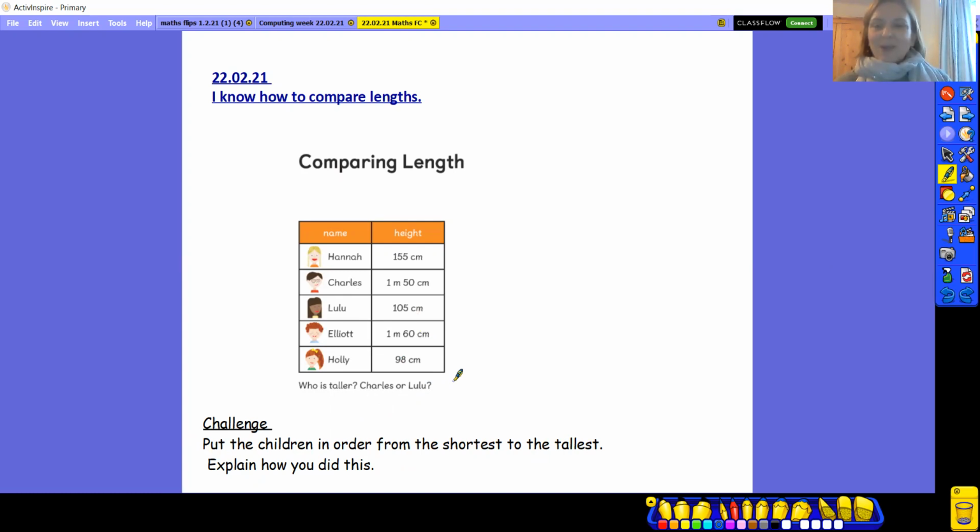Right, you're back. You should have had about 5 or 10 minutes. So the question was, who is taller, Charles or Lulu? The first thing we need to do is find Charles. He's here. Then we need to find Lulu, and look at their heights. Charles is 1 meter 50 centimeters, and Lulu is 105 centimeters.